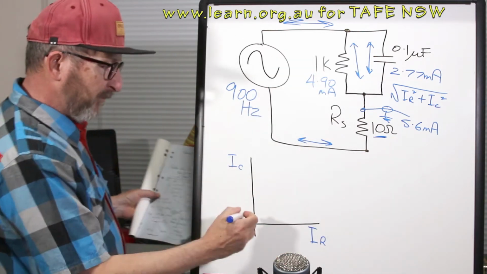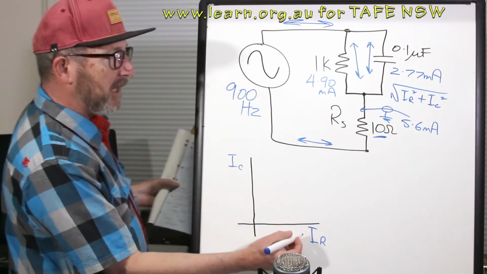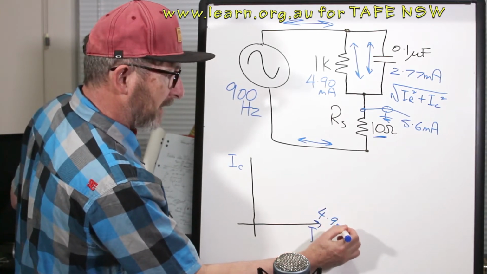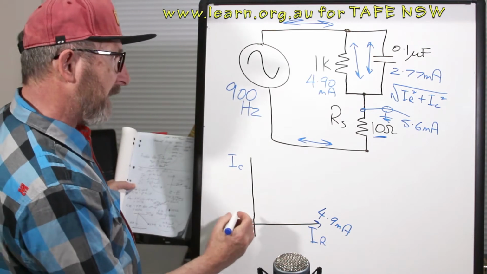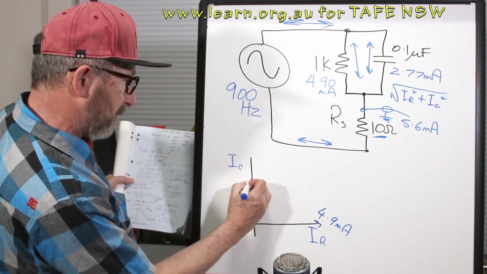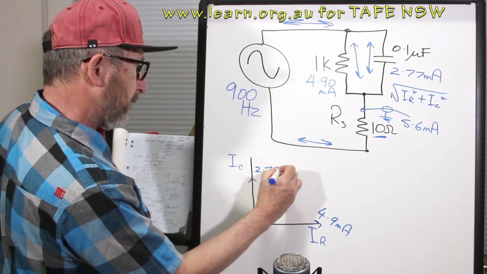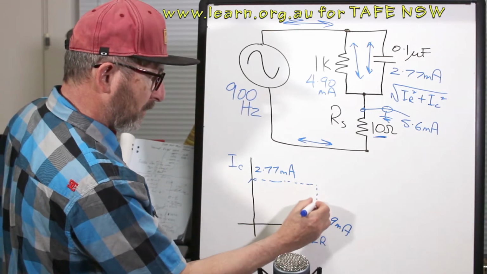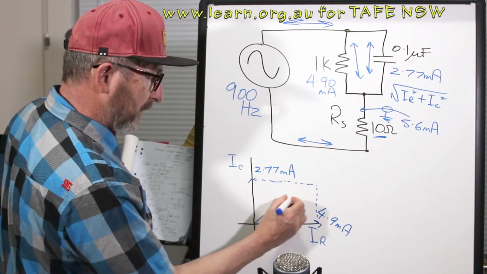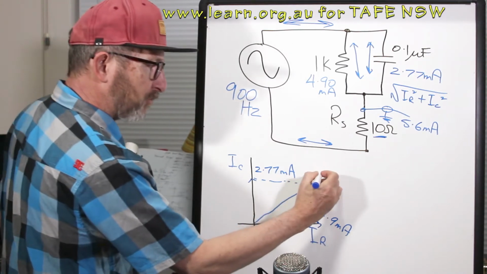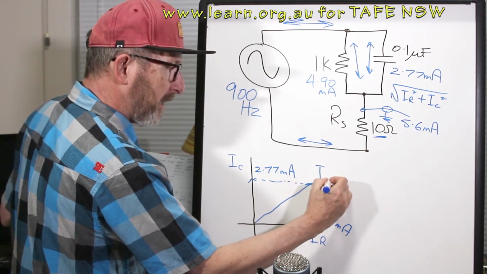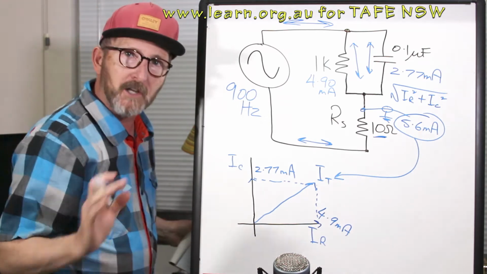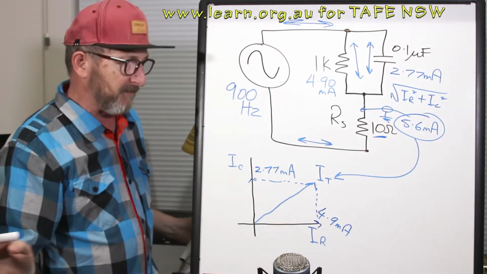If we plot this on a phasor diagram then, IR at 4.9 milliamps, and then IC at 2.77, so that's going to be about there. And then the resultant coming up here, which represents I total, and that was the 5.6 milliamps for I total. So far, everything works out fine.